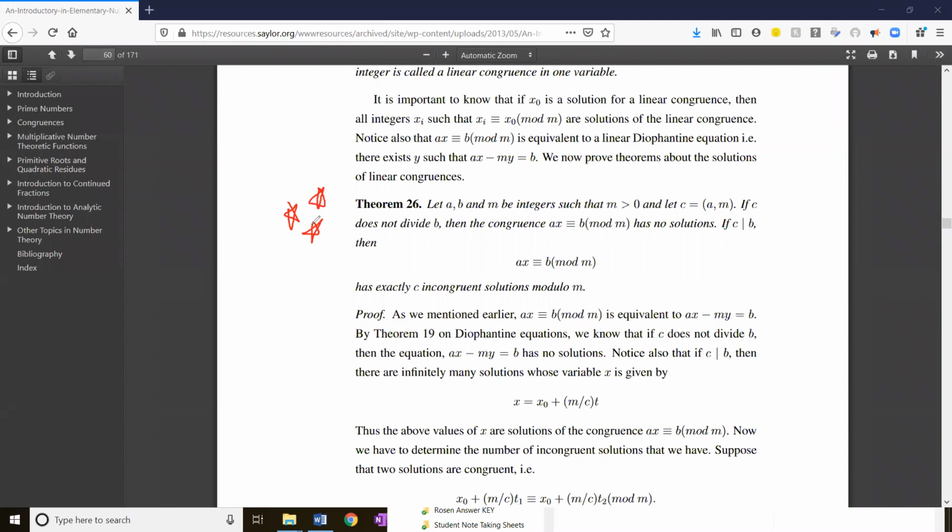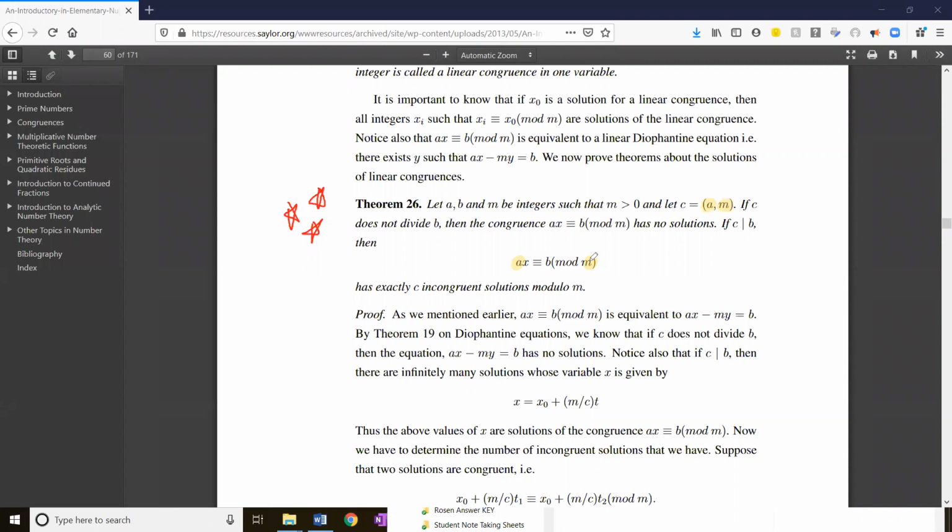Of course, we have integers because this is number theory. And we have a modulus that's greater than 0. If I take the greatest common divisor of A and M, remember we're trying to solve the congruence AX is congruent to B mod M. We take the greatest common divisor of A and M. A is my coefficient over here, and M is my modulus. So I'm going to be looking at the greatest common divisor of A and M.